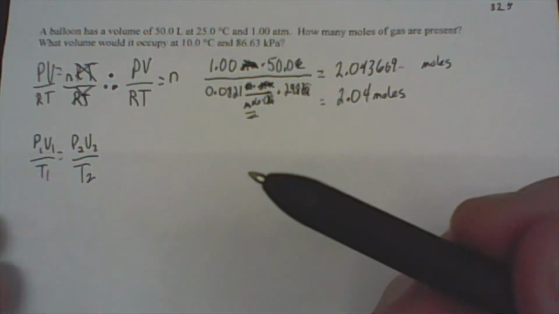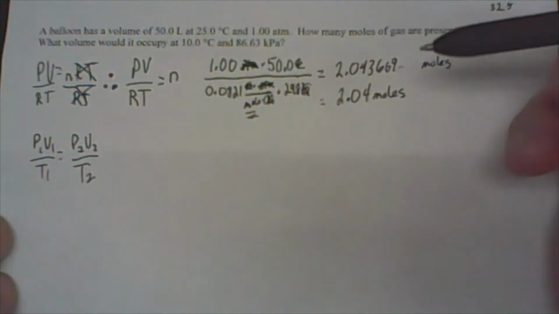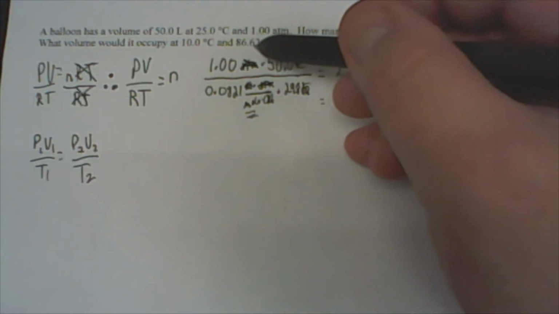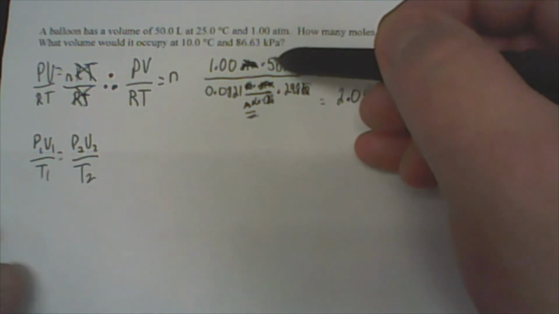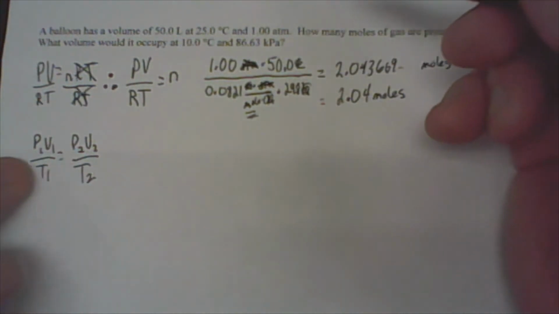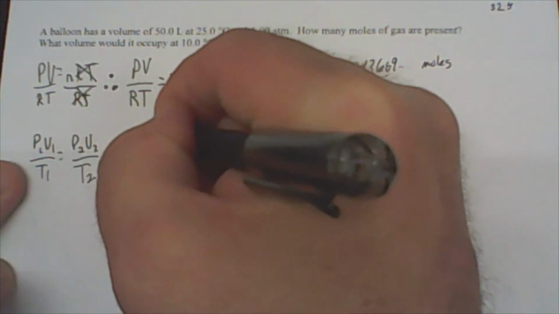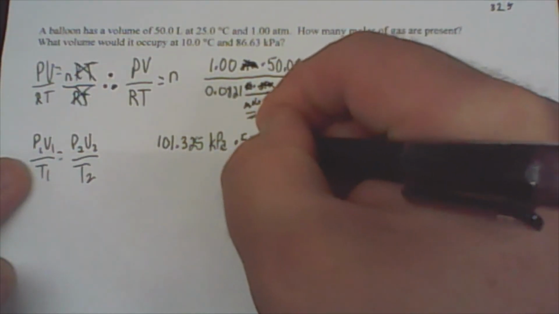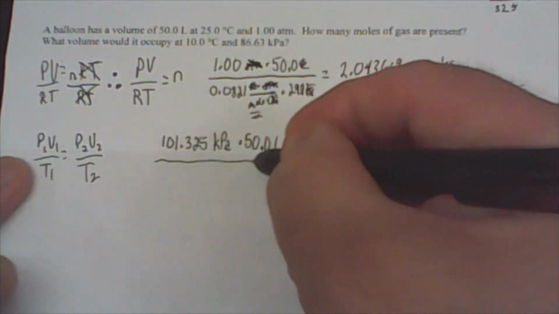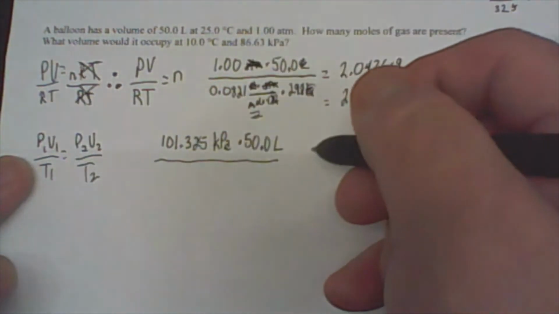So what's my initial pressure? Well, that was 1 atmosphere. It's using kPa in this form for my pressure, so why don't I convert that over to kPa? That's actually easier. I can do that in my head. What is 1 atmosphere in kPa? That's 101.325 kPa. What is my initial volume? That was 50 liters. What was my initial temperature? That was 298 Kelvin.